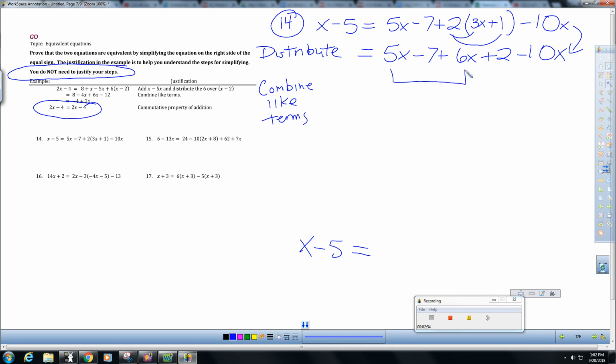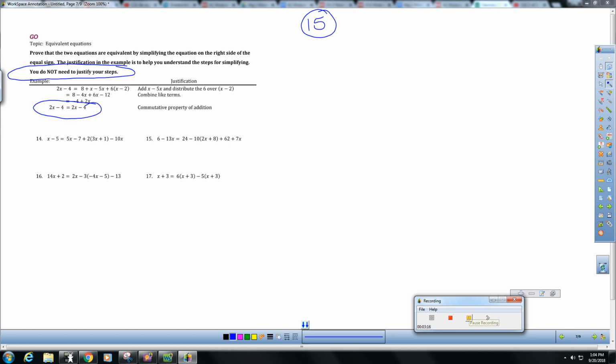5x minus 6x is 5x plus 6x minus 10. So that's 11x minus 10x, and that's 1x. Negative 7 plus 2 is minus 5. 1x is the same thing as x minus 5, and I did it. Okay? Let me pause. Okay, let's see if I can do better on this one.